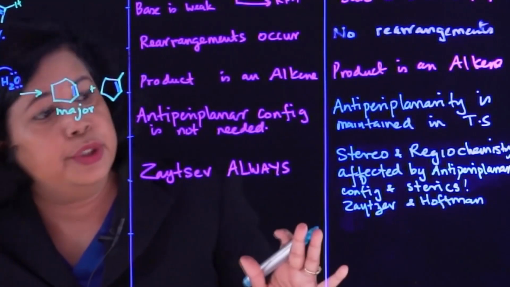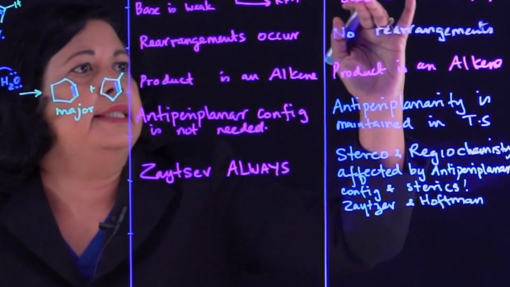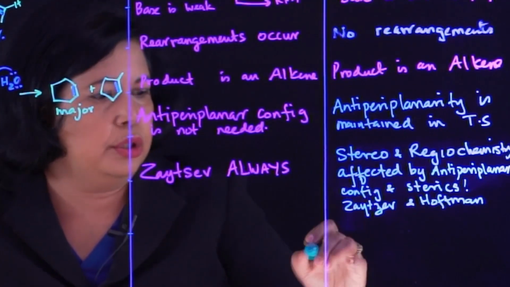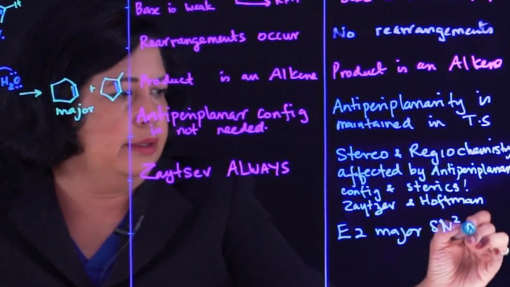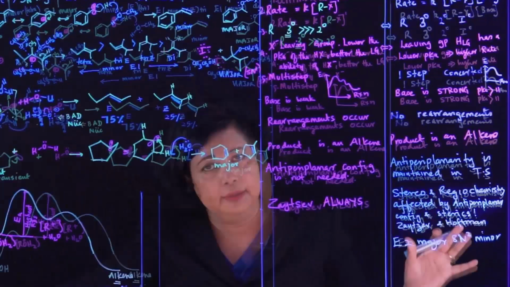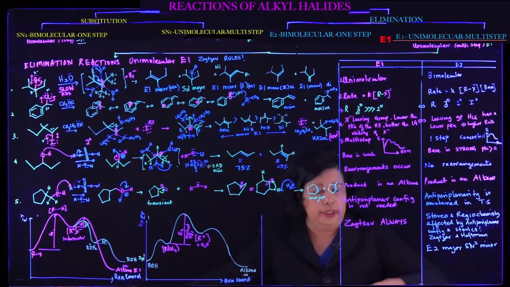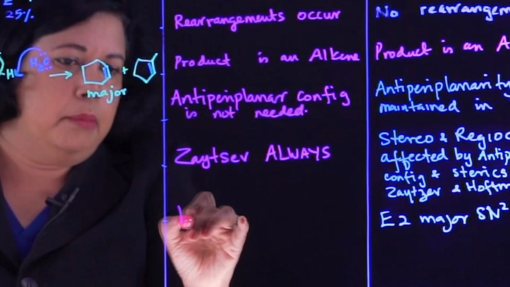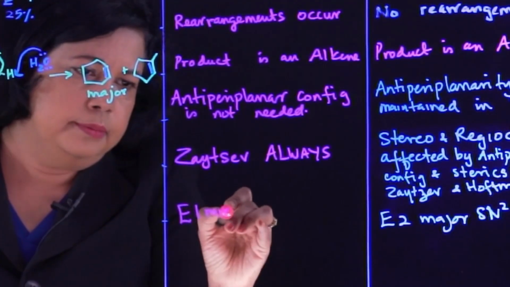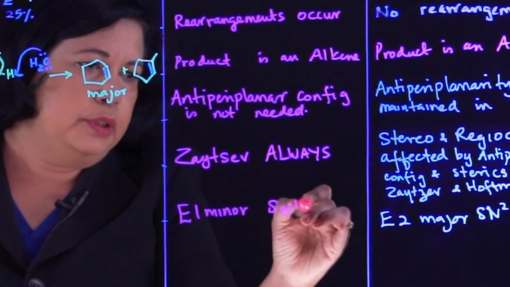When you do an E2, you have a very strong base, and so E2 is the major, and SN2 is the minor. But they're competing. Whereas over here, when you do this reaction, typically E1 is the minor, and SN1 is your major.